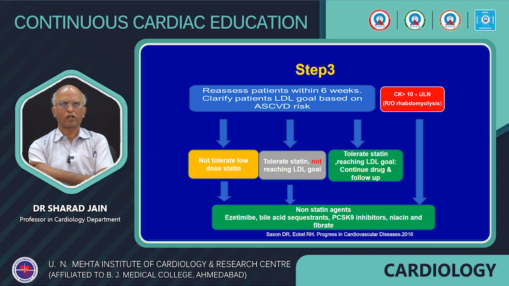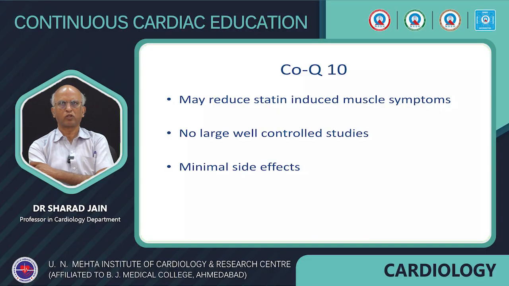If the patient does not tolerate a low dose statin, then switch to other non-statin agents. And if the patient tolerates the statin but is not reaching the LDL goal, then add another non-statin agent. If the patient tolerates the statin and reaches the LDL goal, then continue the drug and follow. If the CK elevation is more than 10, again rule out rhabdomyolysis.